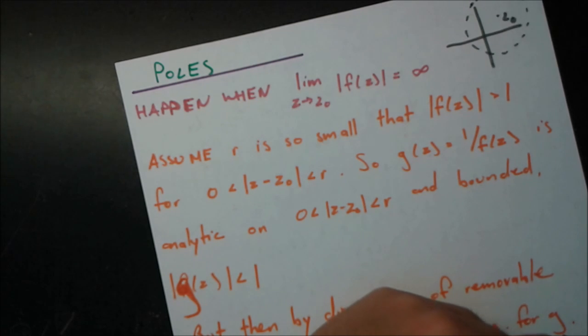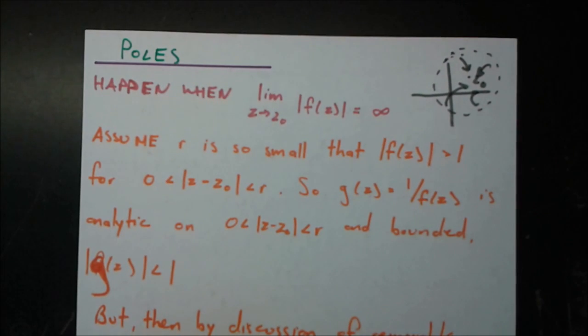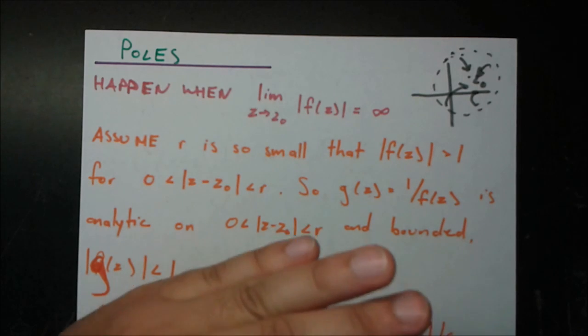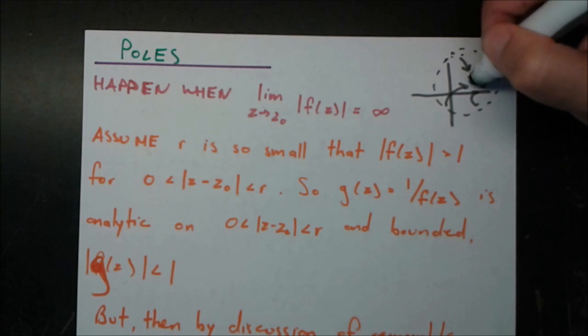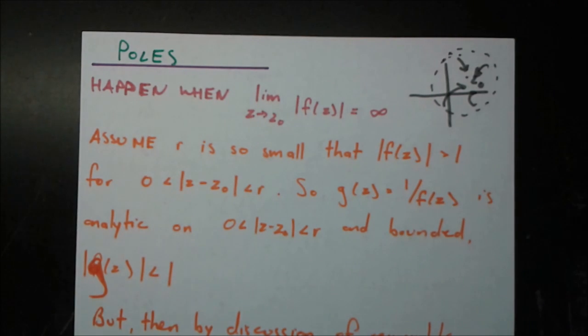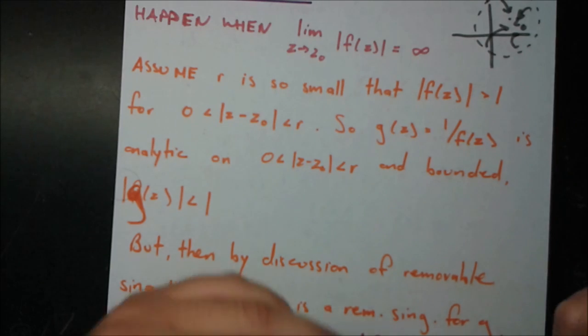Now in the previous part, in the removable singularity, as we approach z naught from any direction, our modulus f of z remained bounded. It was not going off to infinity. But in this case, it does just that. As we approach it, f of everything close to z naught goes off to infinity. The modulus just goes off to infinity. So what do we do in this case? So in this case, we're going to follow a slightly different process.